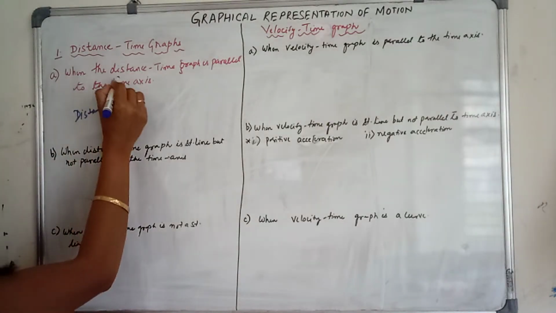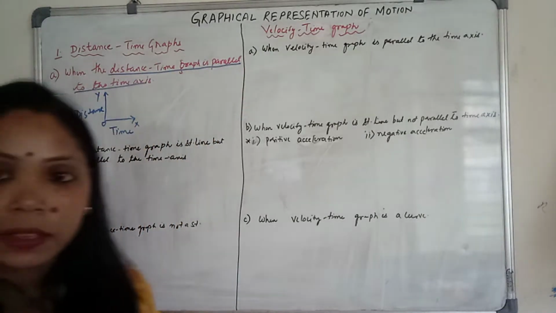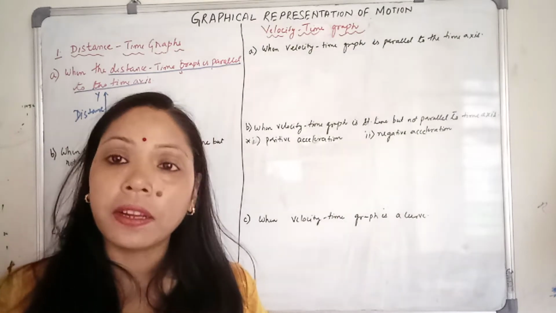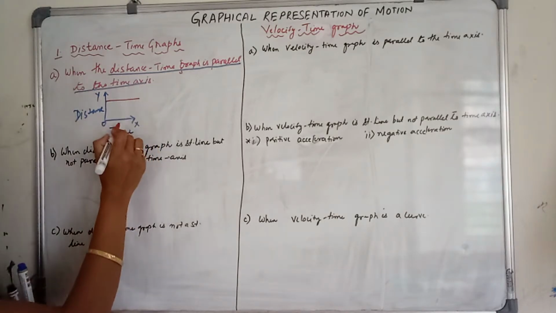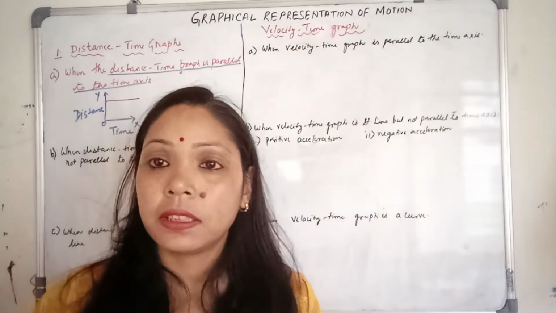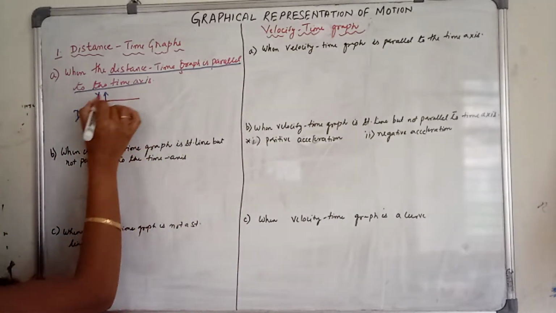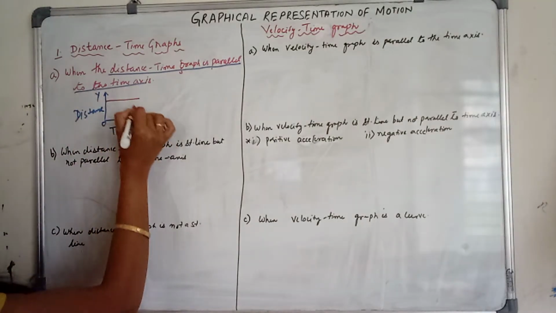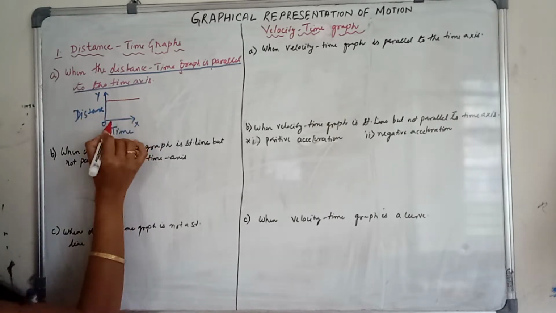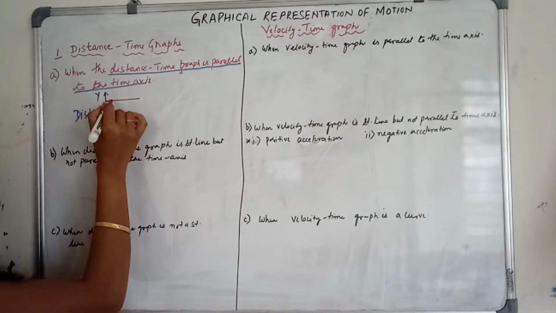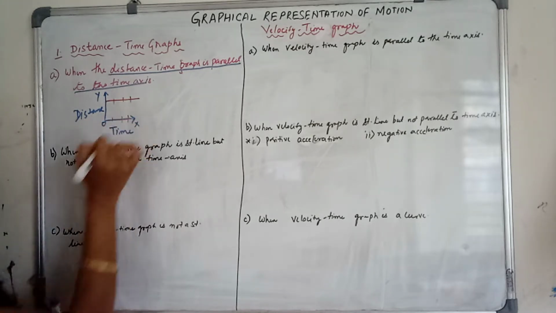So the first one is when your distance time graph is parallel to the time axis. Suppose you get the graph this way. This is the line which is parallel to the time axis, which is parallel to the x-axis. So by this graph, what can we write? Number one, see here, the distance is not changing with respect to time. If this is the distance, this one is the time, this one is the distance, this one is the time.